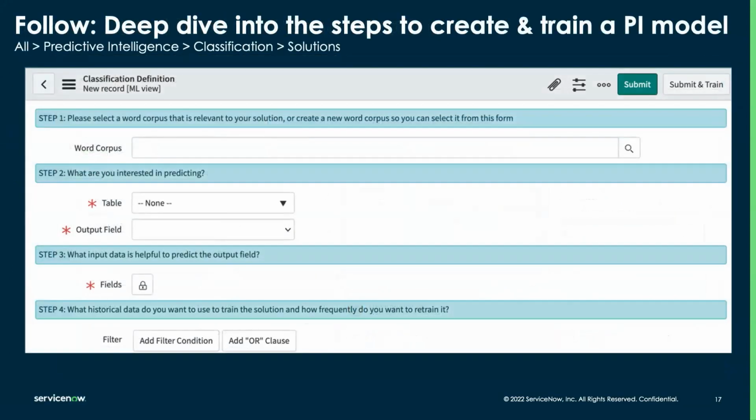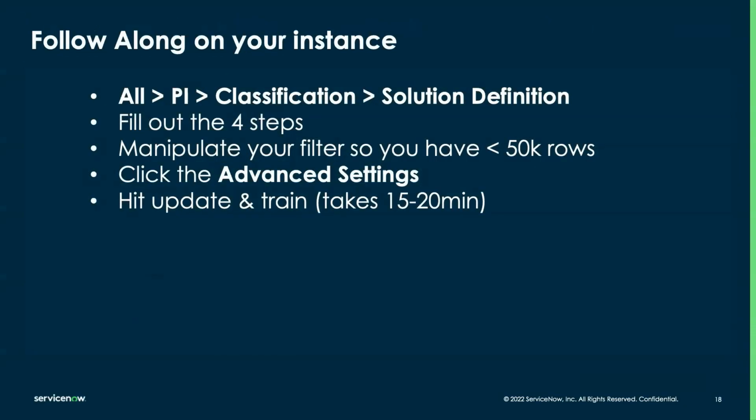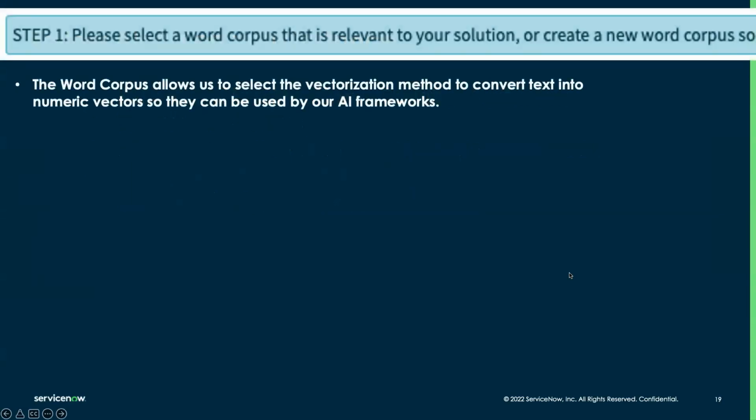All right, so let's deep dive into the first step. Okay, so we talked about following along on your instance. Oh, I'll come back to that. All right, so step 1. It asks, please select a word corpus. Now, I explained that in classification and in regression, we will automatically generate the word corpus based on the input fields that you have selected.